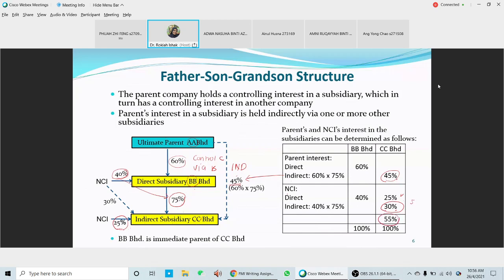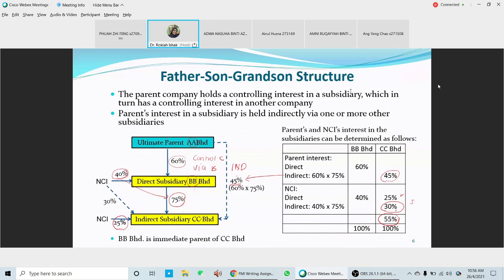The parent here has 45%. Even though NCI here is 55%, the parent still controls C through B, because B is a parent to C. Is it okay with this one? So you just look at the structure only. What structure? This is a parent, son, and grandson. If you have questions, maybe I missed the ones you have in the chat box.